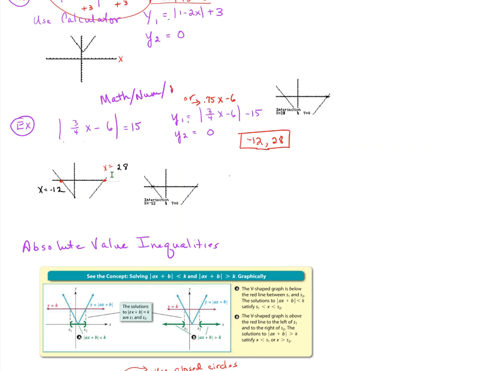Now, when you first do it, you may not see where it crosses. You may have to change the window, because a typical window is going to end at 10 and 10. So you may have to go in and change your x-min, change your x-max till you can see where it crosses. Once you can see it, then you'll do second calc intersection and find where it intersects. Let's do that on the calculator right now.